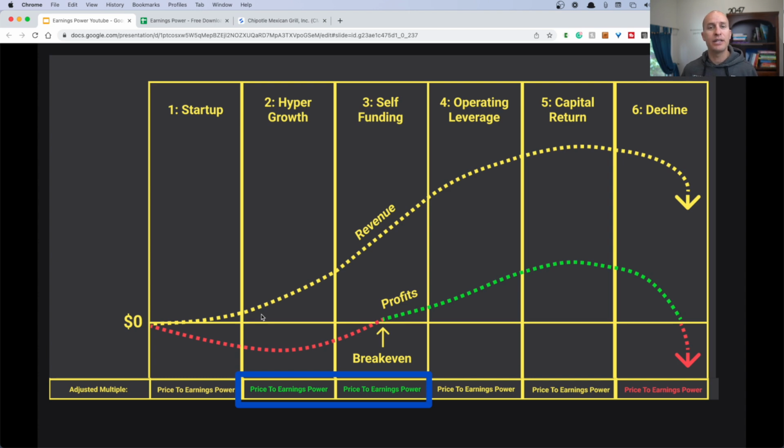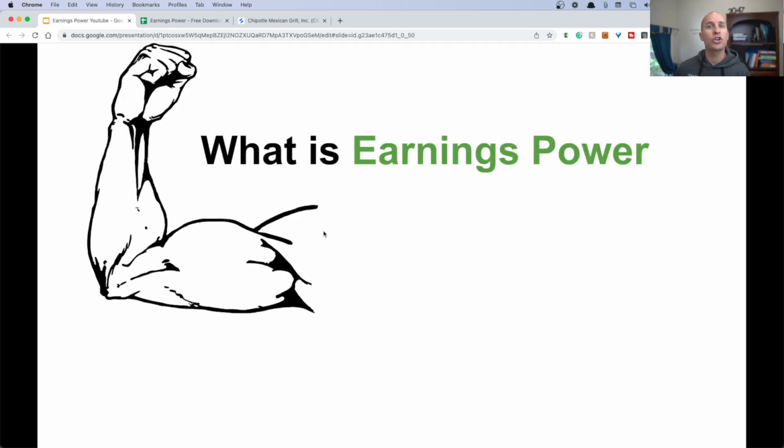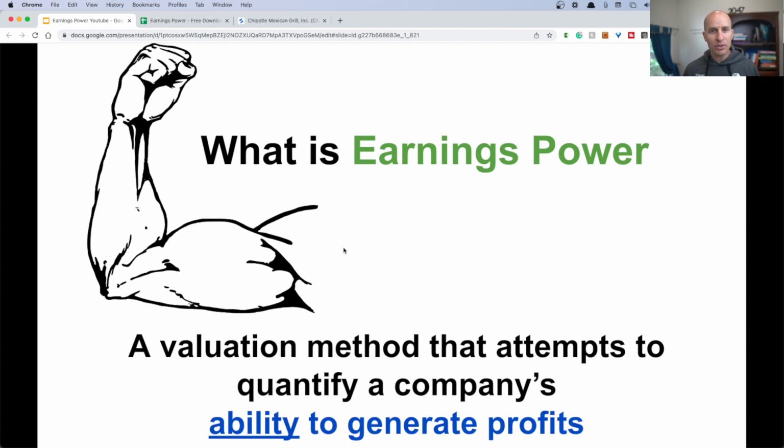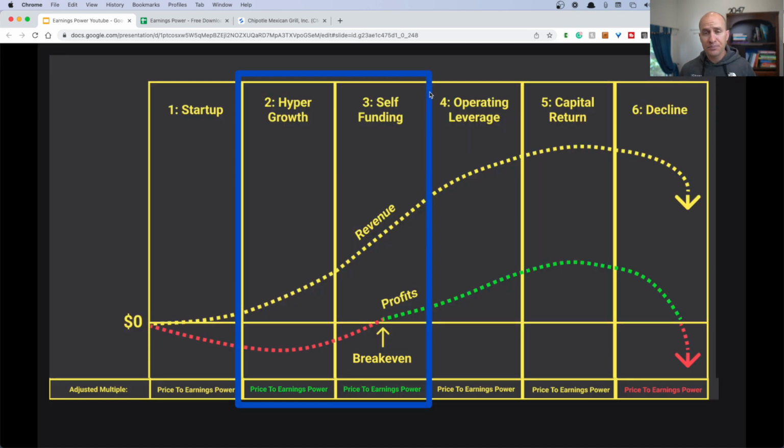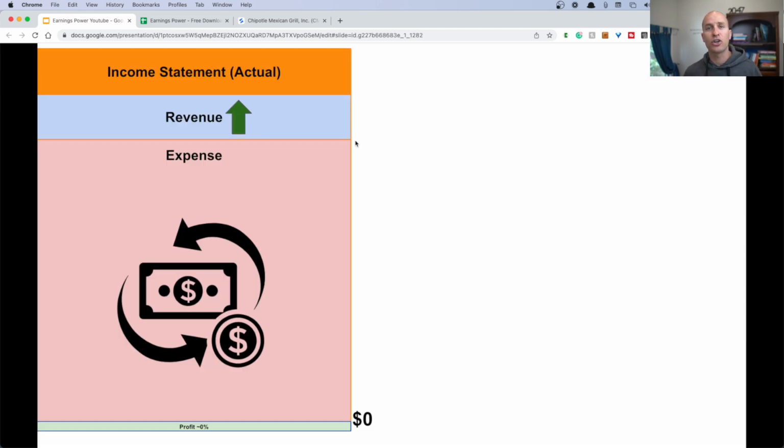So for these companies, we think the tool you're looking at right now is very useful, and that is called the earnings power multiple, or the price to earnings power. Now, what does that term mean, earnings power? Well, it simply means it's a valuation method for figuring out how much profit a company could generate today if management switched its focus to that. If it wasn't focused on growing revenue and it was focused on generating profits, how much profit could a company theoretically be generating today? This is a useful exercise to go through for companies in stage 2 and stage 3 to figure out what their current valuation is saying.